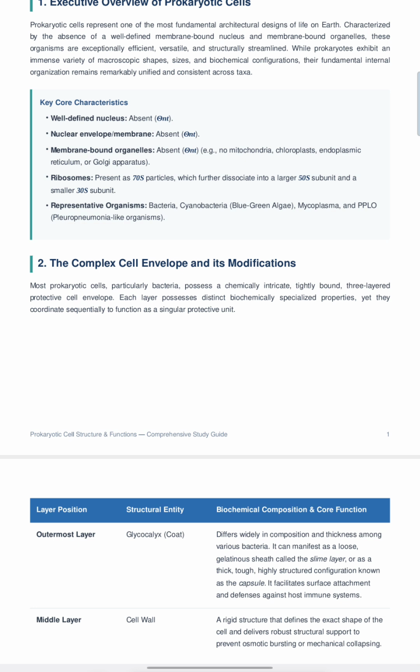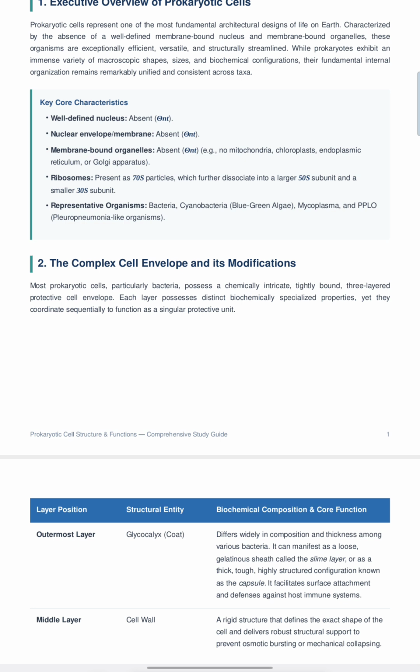So, key core characteristics of the prokaryotic cells: a well-defined nucleus is absent in prokaryotes. The nuclear envelope, meaning the boundary around the nucleus, is absent. Membrane-bound organelles means the organelles which have a membrane as their boundary. Organelles are distinct structures scattered in the cytoplasm. Membrane-bound organelles are absent.